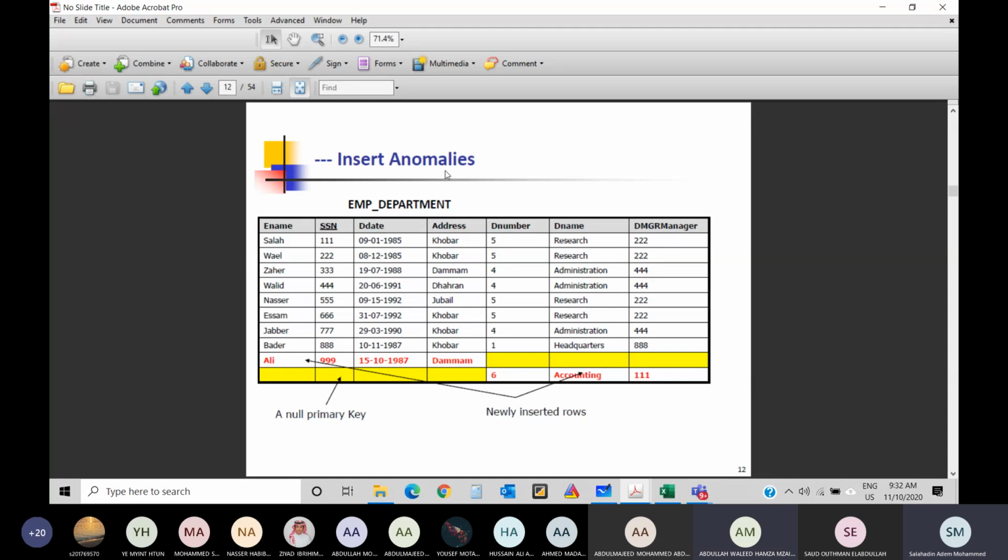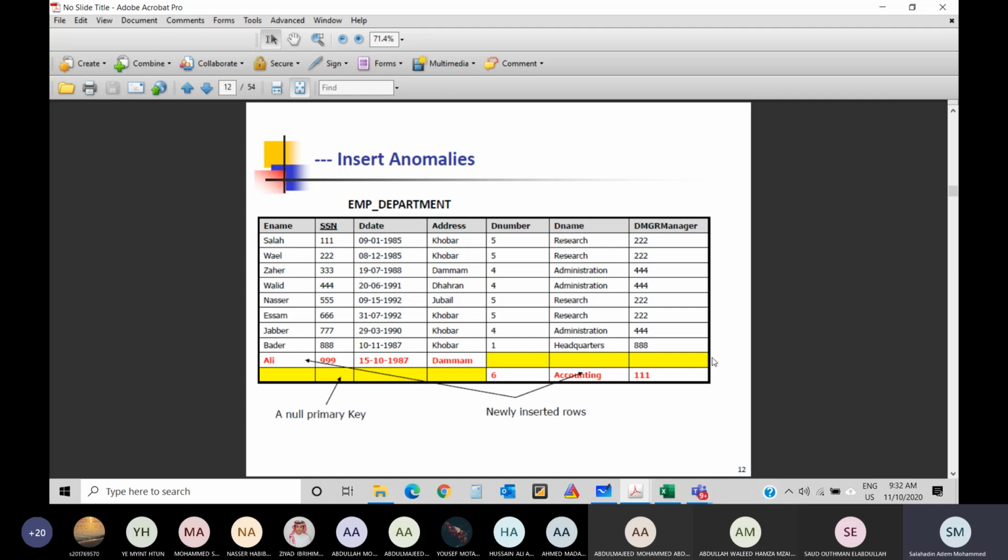Anomalies means what? It means problems. You can call it insert problems. Also, if I want to insert a new employee without a department, I can insert him here. That is no problem because the SSN is a primary key. But I don't have a department, so I will make the department null and null and null. So many nulls. So the insert will create a lot of nulls, or the insert will be forbidden because your design is bad.